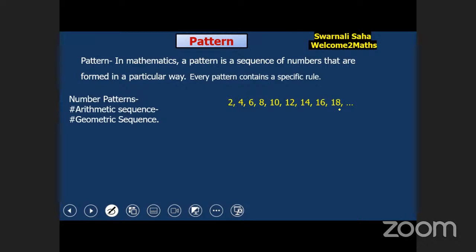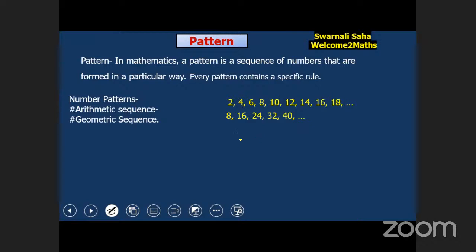And geometric sequence means just like multiplication. Here you can see this is 8, 16, 24, 32, 40. That means it is the table of 8. 8 ones are 8, 8 twos are 16, 8 threes are 24, 8 fours are 32. In this way. So this is all number pattern.